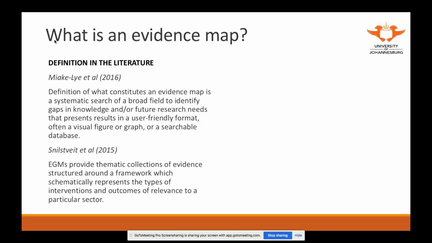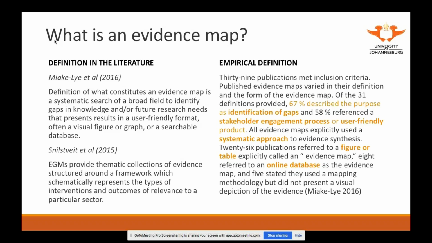From an empirical definition, Miyake Lee has produced a brilliant paper in which she has actually done a systematic review of the definition of evidence maps. So I think we have a very strong empirical basis here for what most reports that self-identify as evidence maps actually constitute. Based on her review of papers that do identify as evidence maps, 67% assume that the main purpose is the identification of research gaps.